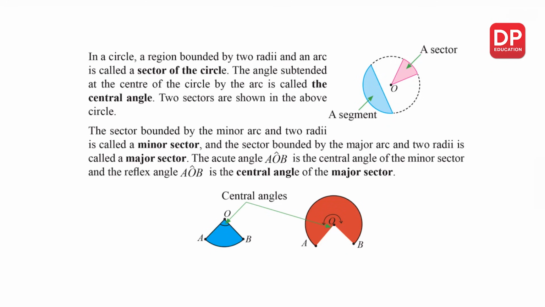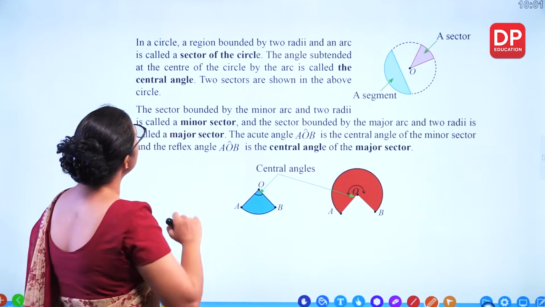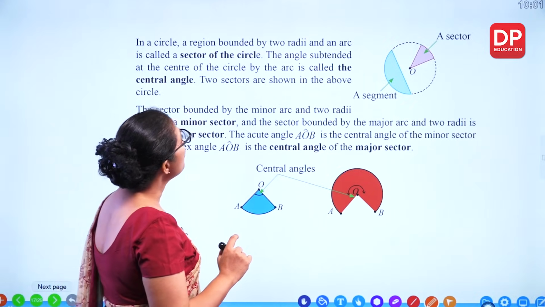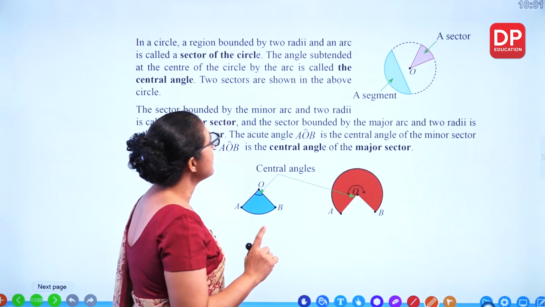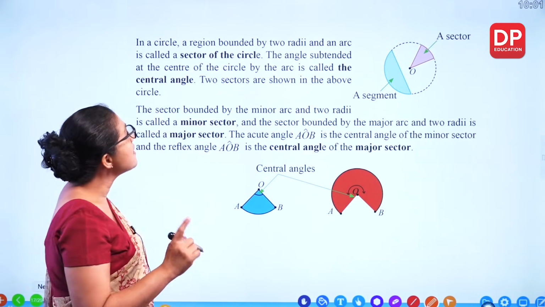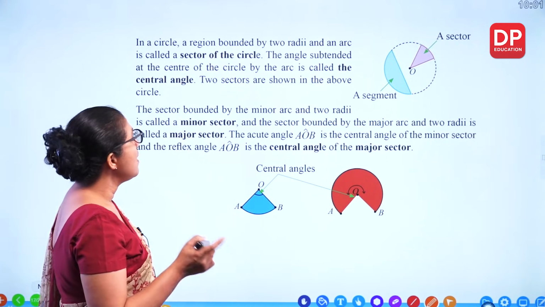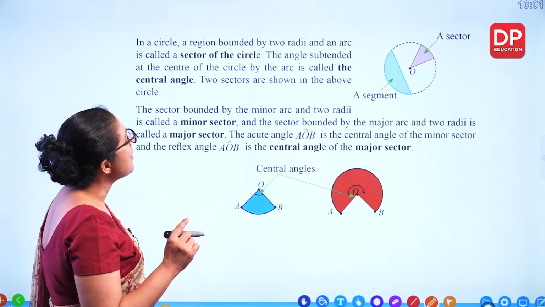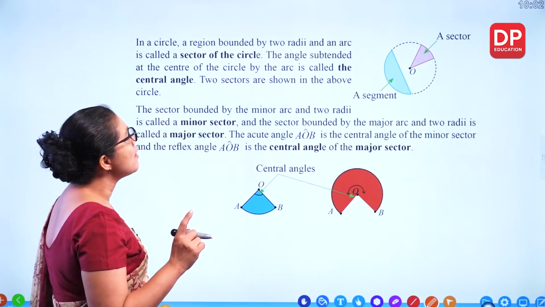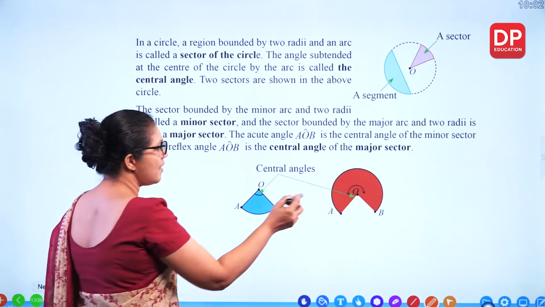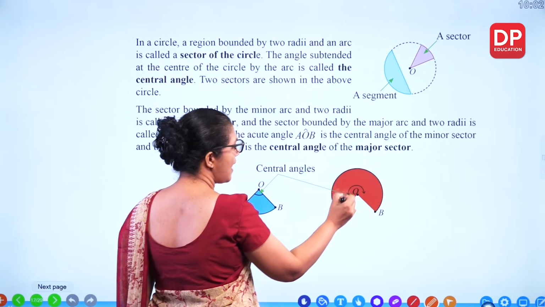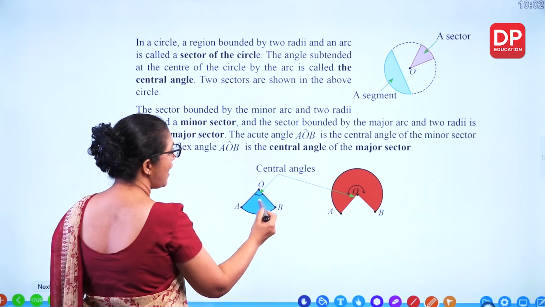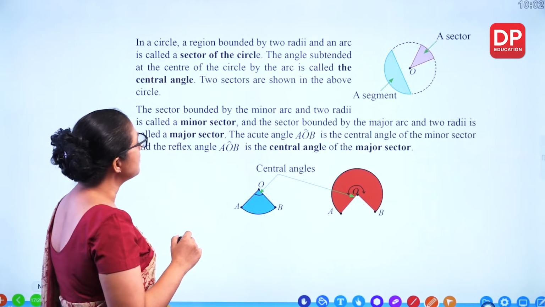So this is what we did. In a circle, a region bounded by two radii and an arc is called a sector of the circle. The angle subtended at the center of the circle by the arc is called a central angle. So here this central angle is a reflex angle. Here the central angle is an acute angle.